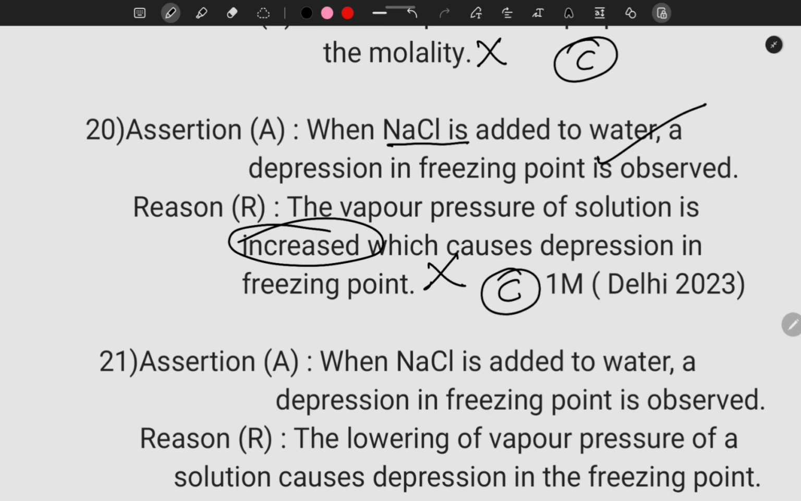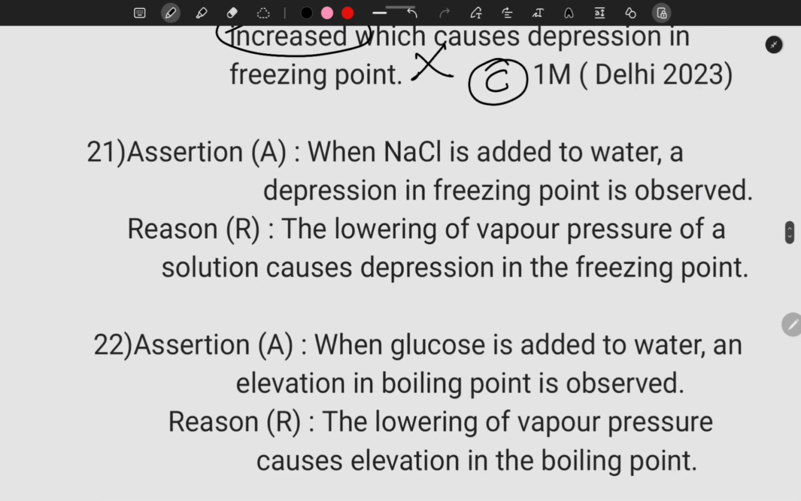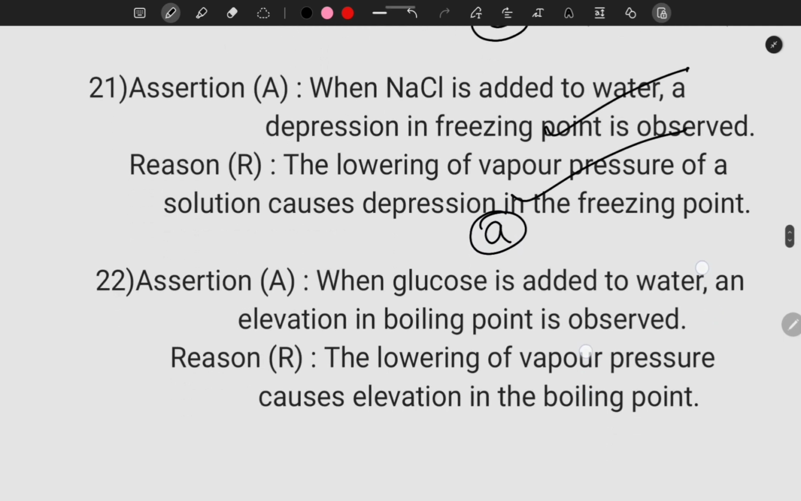Our option is C. When sodium chloride is added to water, a depression in freezing point is observed. The lowering of vapor pressure of the solution causes depression in freezing point. That's a correct statement. Assertion and reason both are correct statements and the reason is the correct explanation of the assertion. So our option is A.